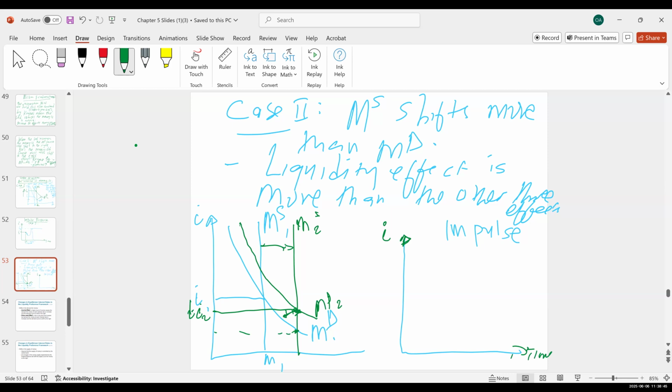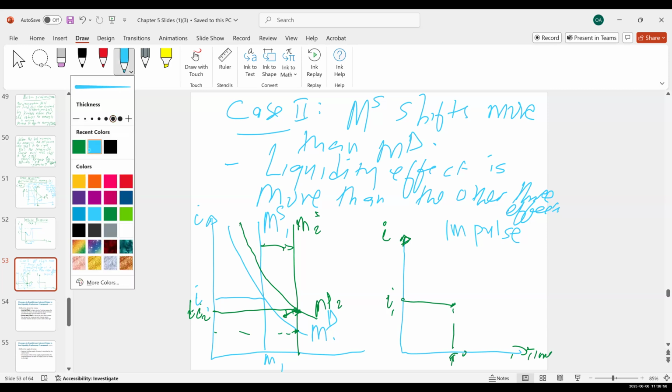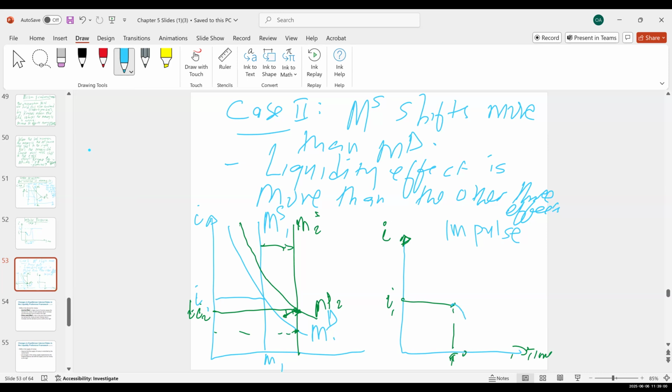So we're going to have what? We're saying before we have like I1, and then at some time T0, the Fed decides to what? Increase the money supply. So under this case, the liquidity effect is more than the what? The other three effects, which pulls interest rates down. The other effects are going to pull it back, but it's not going to go back to the original level. So interest rate ends up settling at a much lower level here.